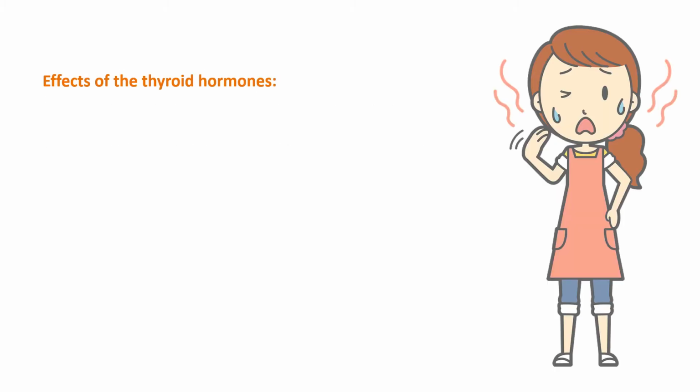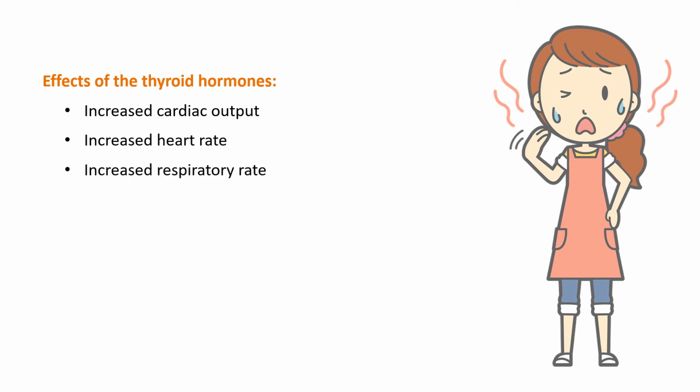So what do they do? They increase just about everything. They increase cardiac output, increase heart rate, increase respiratory rate, but overall they increase basal metabolic rate. In other words, they increase the speed with which all the intracellular processes happen, including the synthesis of ATP.